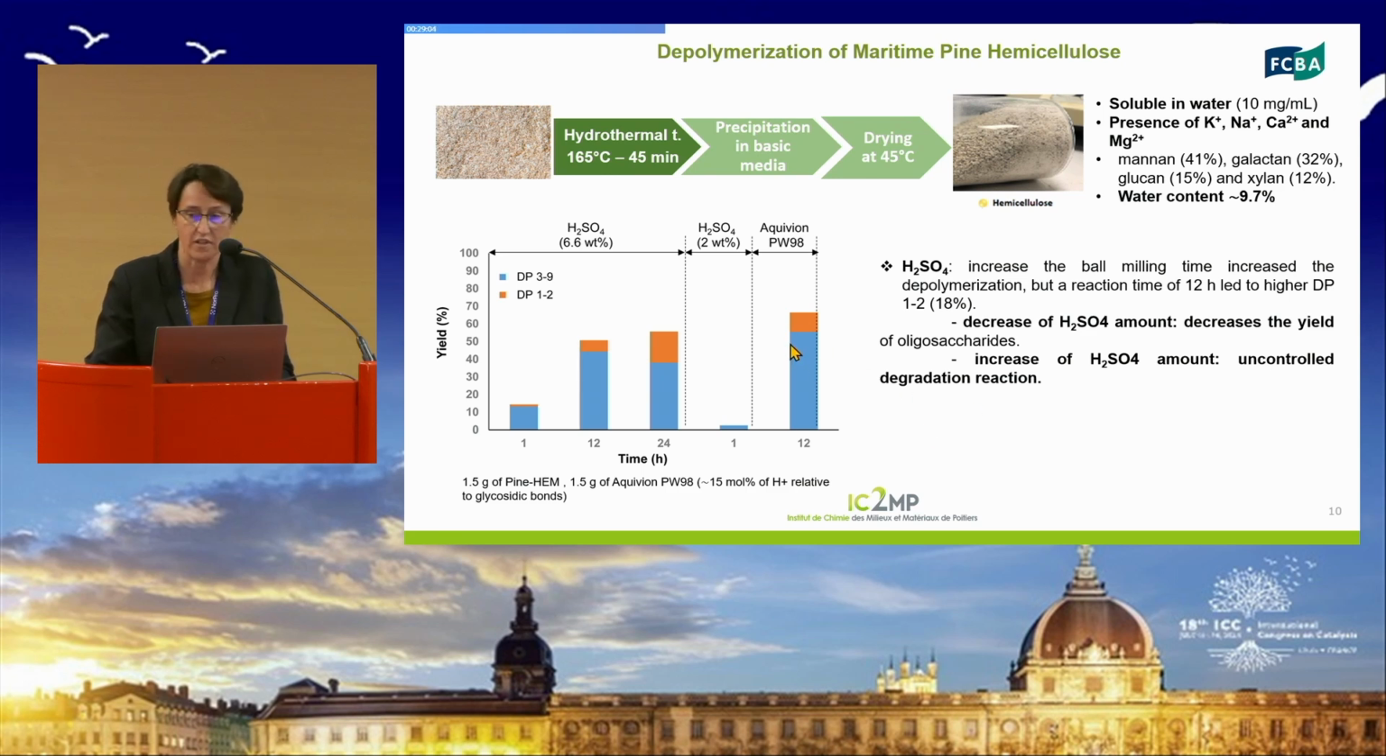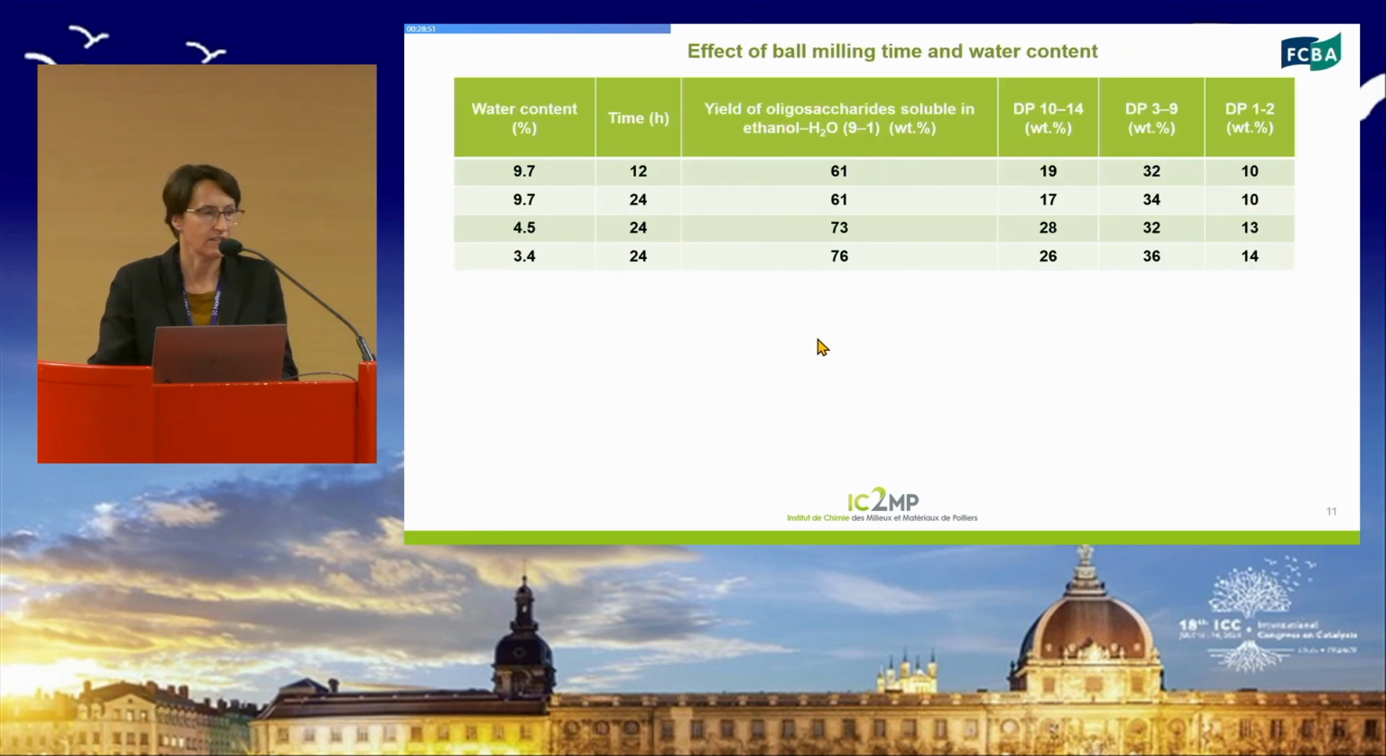And of course, we benchmarked with the Aquivion catalyst, and you can see that we have a slightly higher yield of oligosaccharides with 66%, and we obtain 55% of the targeted compounds. So let's see now some effects of ball milling time and water content using Aquivion.